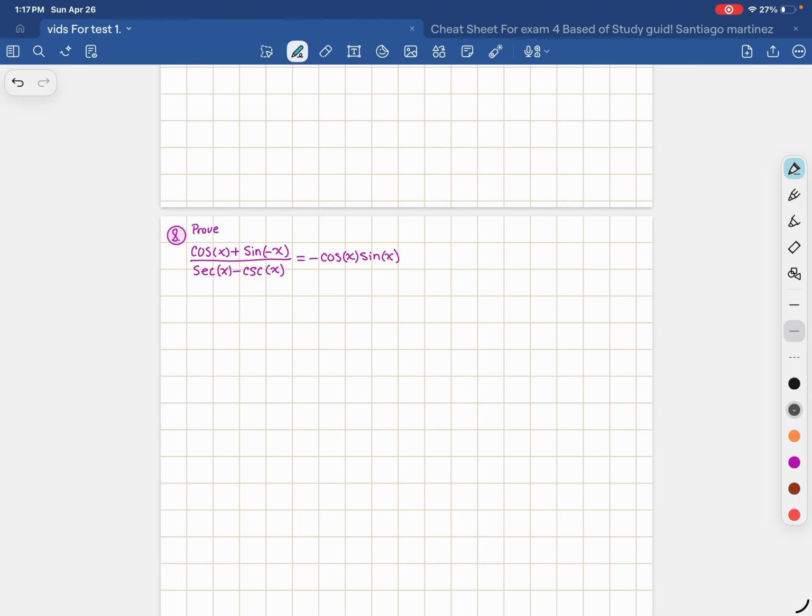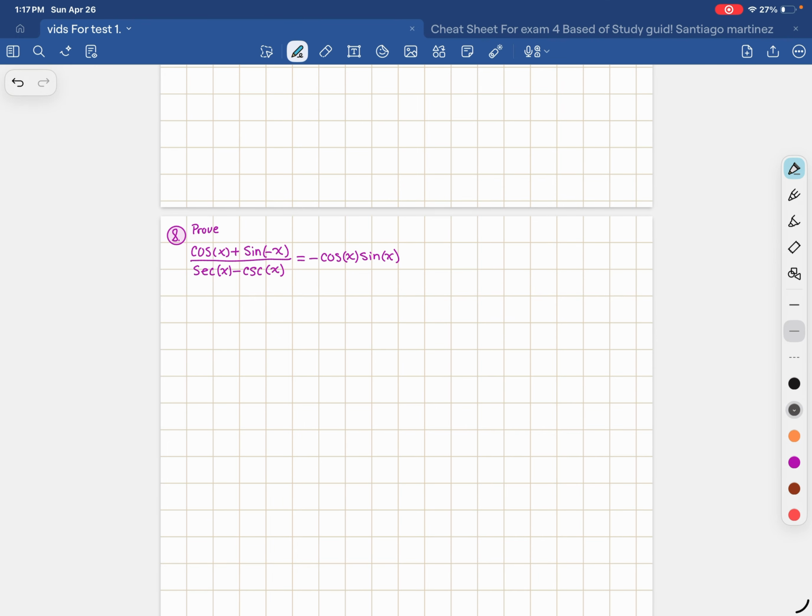Hello, my name is Santiago Martinez, and today we're going to be reviewing problem 8 from exam 4. It's a proof, and we will be using different formulas and identities of such natures. You should be able to use these if you are given the sheet. I will note whatever ones we decide to use right off the bat.